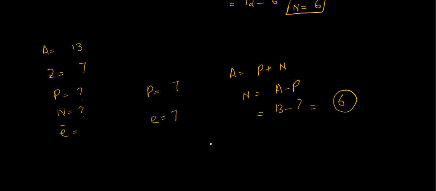For an element X, let's suppose an element X, we write the atomic number as a subscript and the mass number as a superscript. If we take the example of carbon, it will be written as 6 and 12.